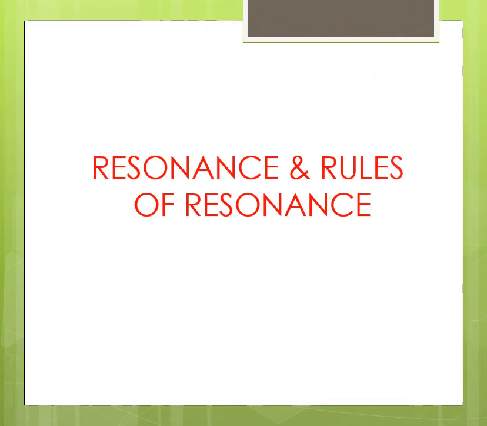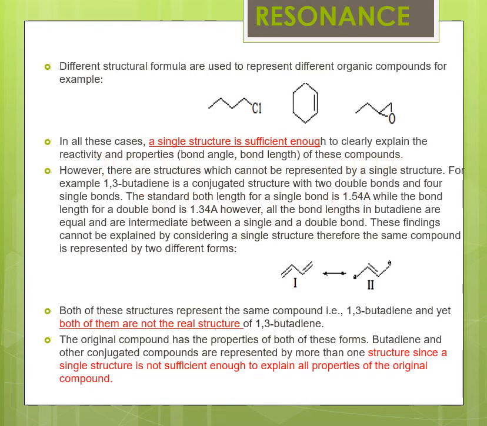So the next important thing that we are now going to study is resonance and its rules. Firstly, consider these structures. We have 4 carbons and a chlorine. Then we have a 6-membered ring with a double bond, and then a 3-membered ring with oxygen, and attached to it a 2-carbon chain. These are structural formulas which represent different organic compounds. In all of these cases, these structures are sufficient to give information about the reactivity and properties, I mean the bond length and bond angle, of these compounds.